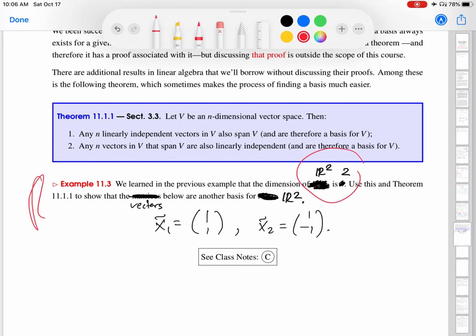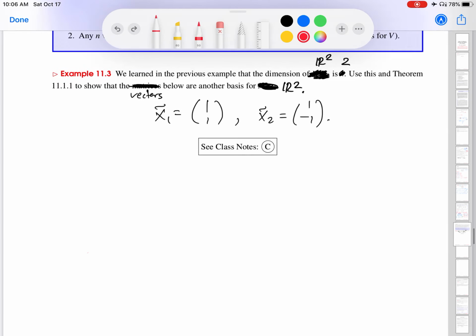You might notice some things scratched out here. I'm working off an older version of the notes, which had a different example. So this is the one that I'd like to do instead. It says, we learned in the previous example that the dimension of R2 is 2. And in this theorem, we want to show that these vectors are another basis for R2. We actually did this using these exact two vectors in the previous example, in class note A, but we did this check of these two vectors being a basis using the original definition of basis. So we checked that they were linearly independent and that they span.